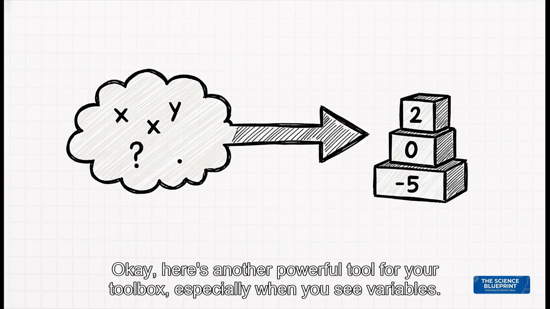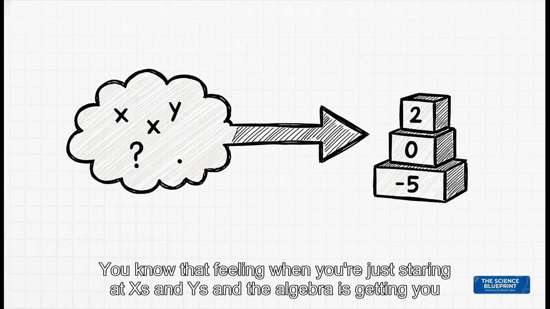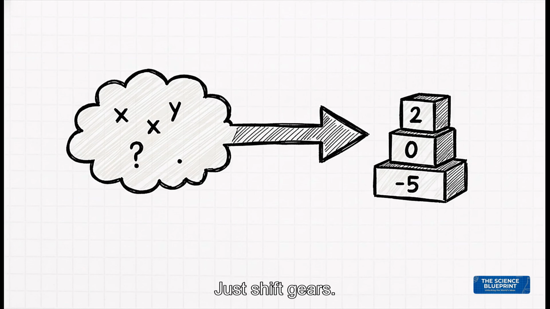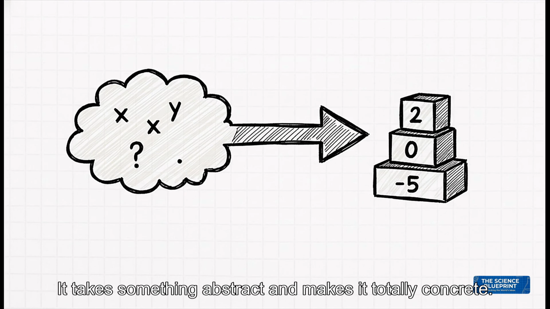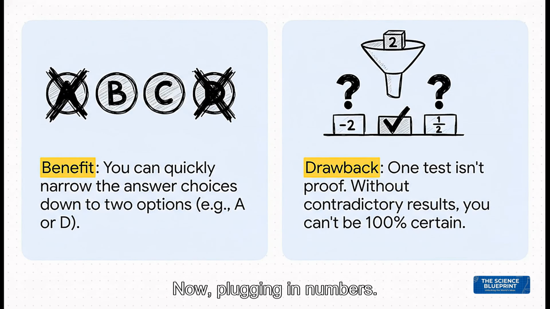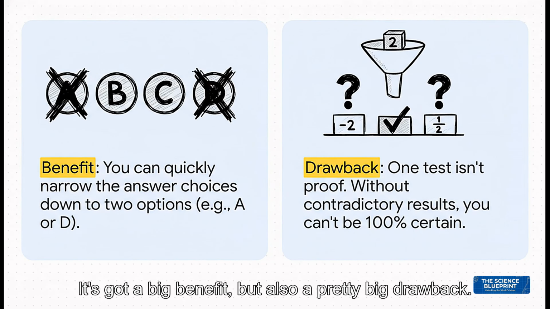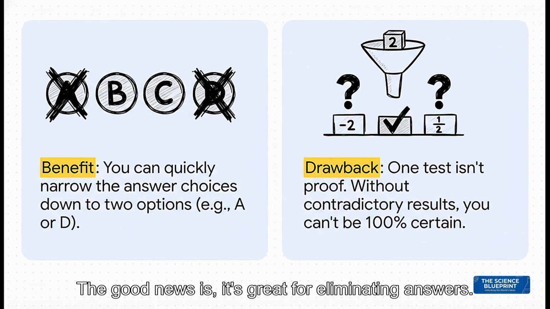Okay, here's another powerful tool for your toolbox, especially when you see variables. You know that feeling when you're just staring at x's and y's and the algebra is getting you nowhere? Just shift gears. One of the absolute best things you can do is just plug in your own numbers. It takes something abstract and makes it totally concrete. Now, plugging in numbers, it's got a big benefit, but also a pretty big drawback. The good news is, it's great for eliminating answers.